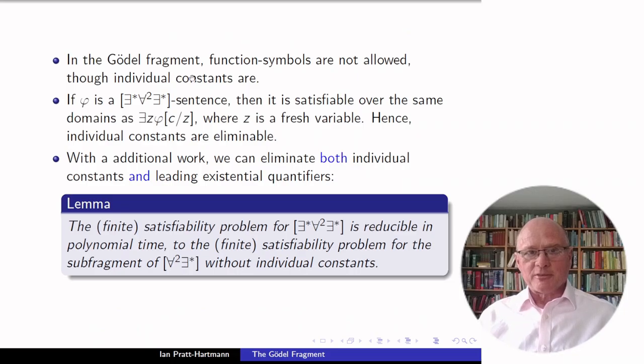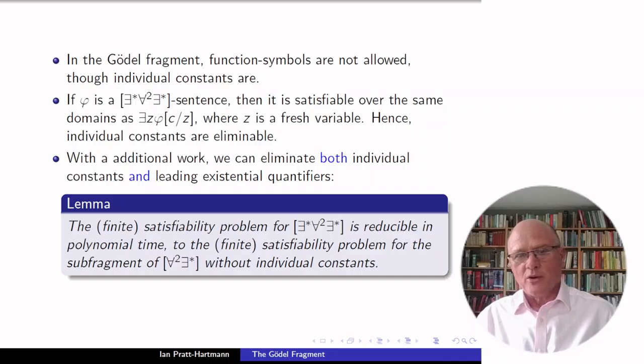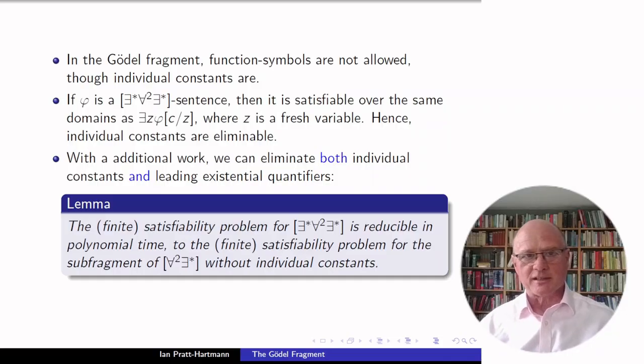I mentioned that in the Gödel fragment, function symbols are not allowed, but individual constants are. Now, if phi is a Gödel fragment sentence, then it's clearly satisfiable over the same domains as is obtained by simply replacing any constants with variables and existentially quantifying them. So I can get rid of constants by just adding more existential quantifiers at the front, and of course that keeps me in the Gödel fragment because you're allowed as many existential quantifiers at the front as you want. So you can, as it were, de-Skolemize the individual constants. So we can assume that there are no individual constants if we like.